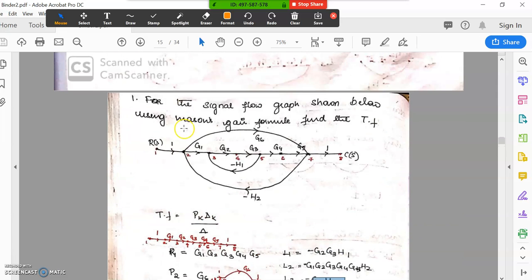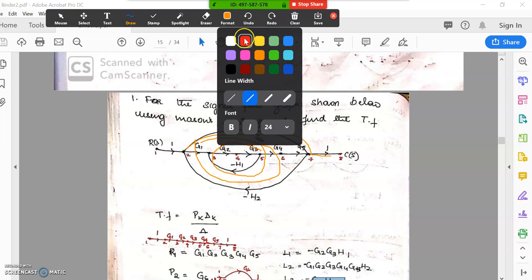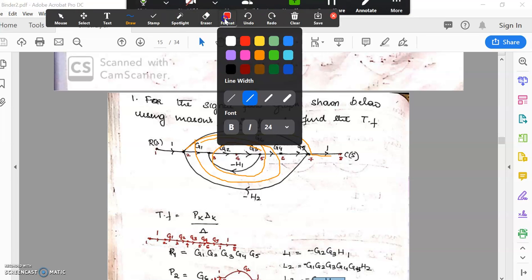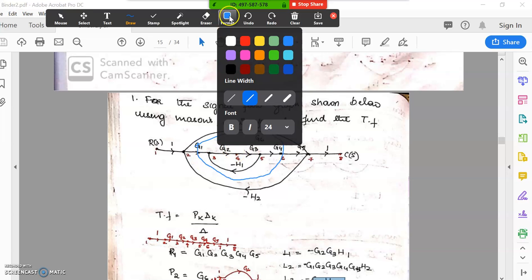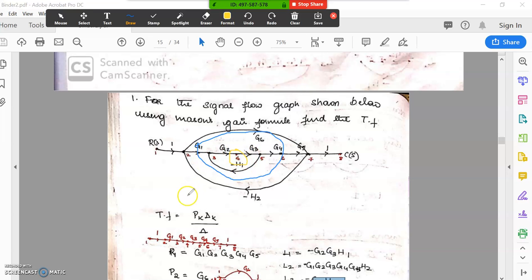What about delta 2? Which is the path? This is the path. Is there any loop which is not touching this? Yes. Is this loop touching? No. Whereas this outer loop, if I am considering it, it touches at these two nodes. I cannot consider the outer loop. Only the inner loop can be considered. I can consider this inner loop.